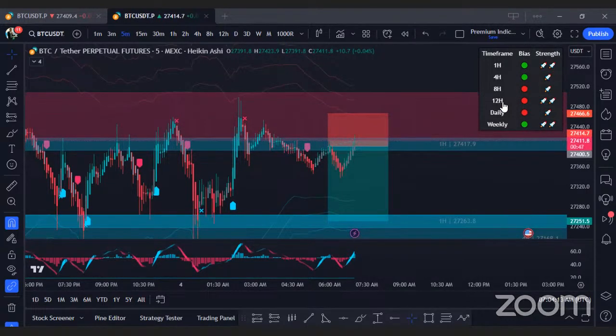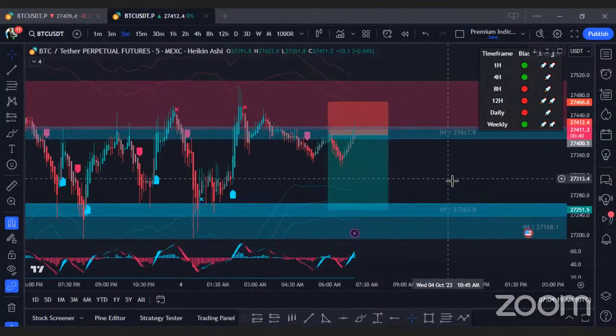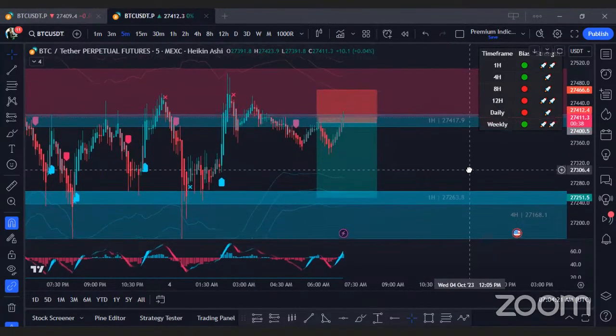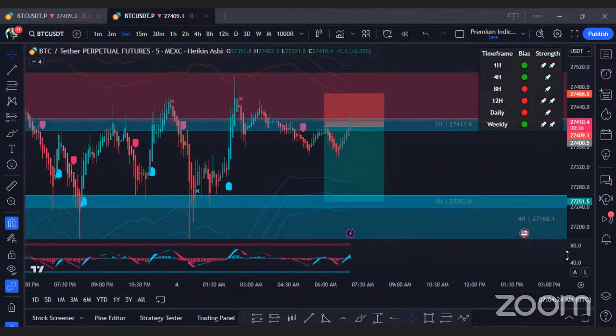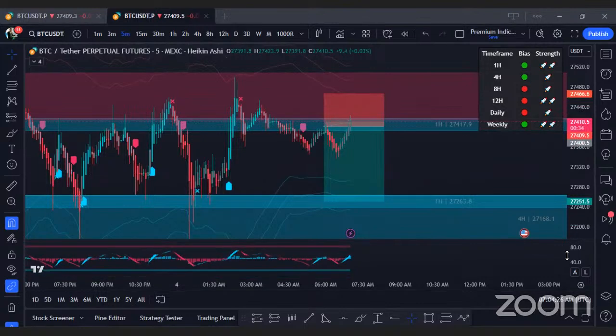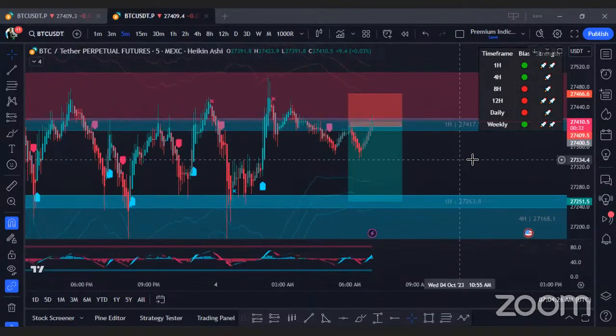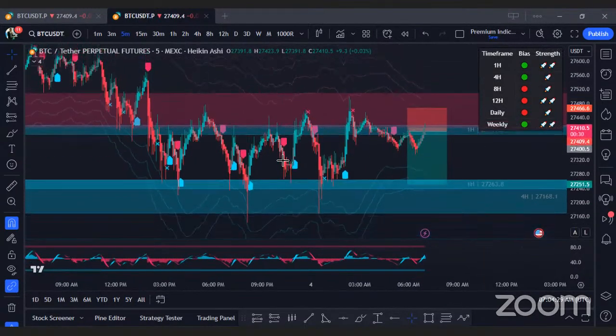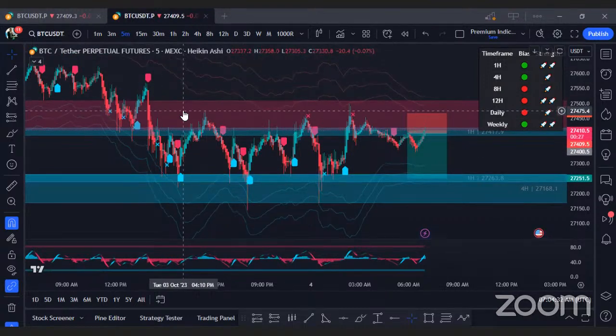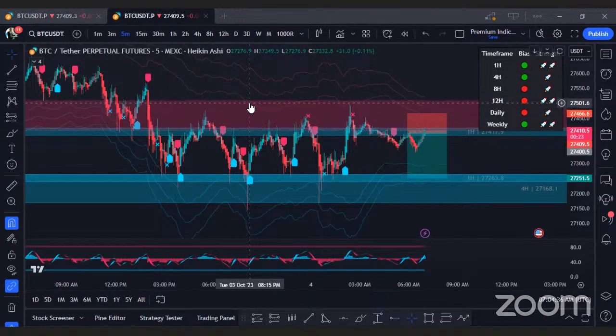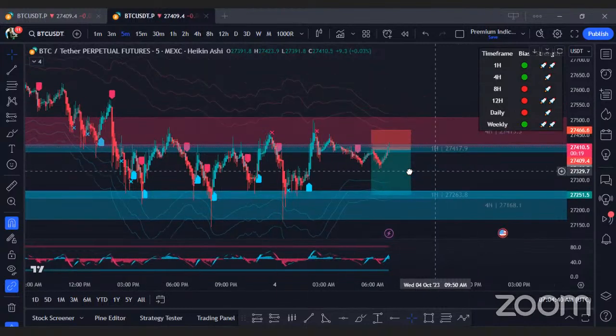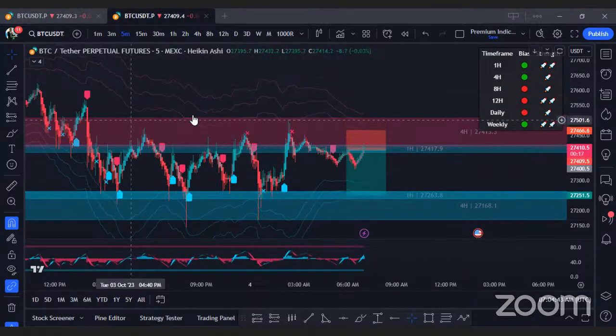Except for the 1 hour, 4 hours, and the weekly, the 8 hours, 12 hours and daily are very bearish. Okay, so I'm looking at shorting that market from that area down. And then another area you should equally be looking at shorting, the whole of this zone here up to that 27,470, okay, or even 27,500. So look at shorting those areas.